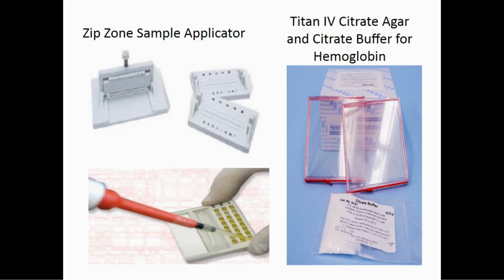The lower or acidic pH of the Titan 4 citrate agar allows it to be used as a primary screening procedure for detection of hemoglobin S, which is the sickle cell hemoglobin, in newborns, and as a confirmation for abnormal hemoglobin detected by alkaline electrophoresis. Up to 14 samples plus 2 controls can be run on each plate. Samples are easily applied with the Zip Zone applicator.